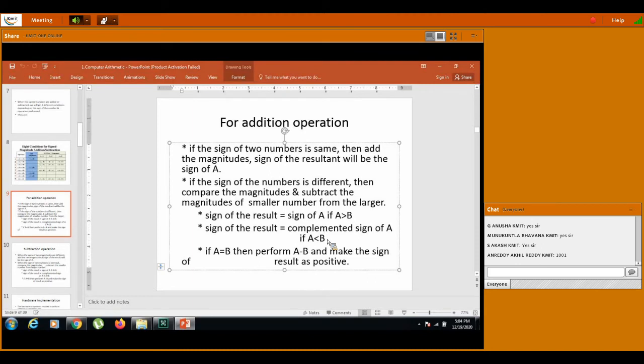But what happens if minus 9 plus of plus 2? Minus 9 is greater, so A is greater. So when A is greater, what happens? The sign will be minus 11. Maybe I am wrong with the answer. I'm just trying to make you understand, I'm talking only of the sign now, not the bits. But if it is 9 plus minus 2 or minus 9 plus minus 2, then also you get minus only as the result.